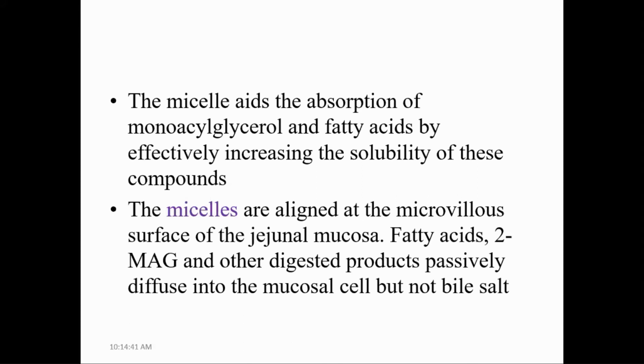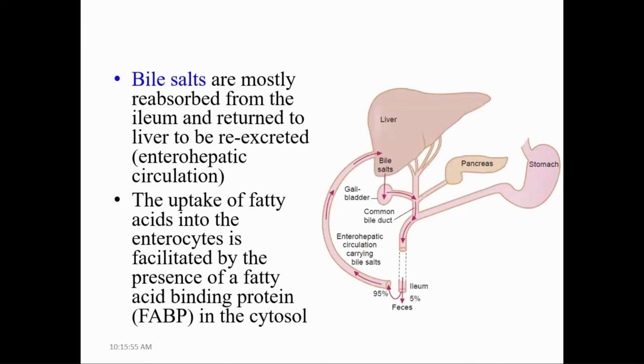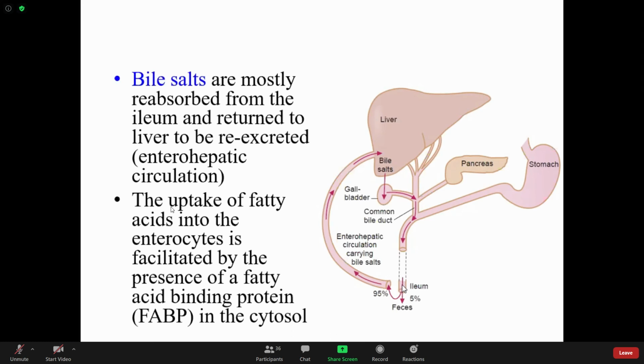This bile salt is reabsorbed at another site, the ileum, and this is called enterohepatic circulation. So bile salts are mostly reabsorbed from the ileum and returned to the liver to be re-excreted, which is called enterohepatic circulation. You can see it in the figure. From the liver, the bile salts are synthesized and then released into the small intestine. Again from the ileum, 95% of these bile salts are taken up again by the liver. So it is called enterohepatic circulation.